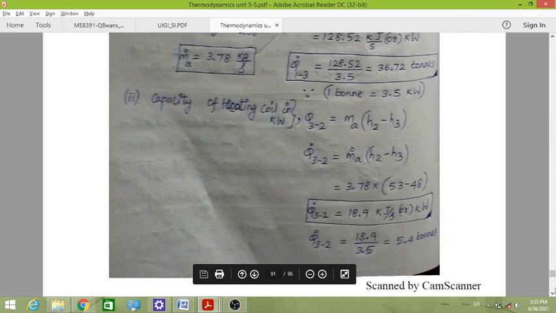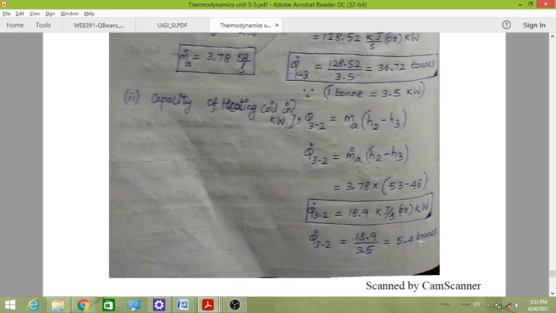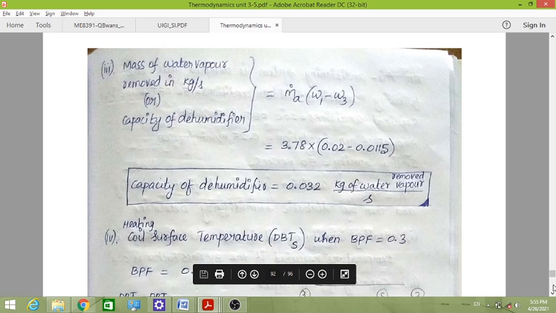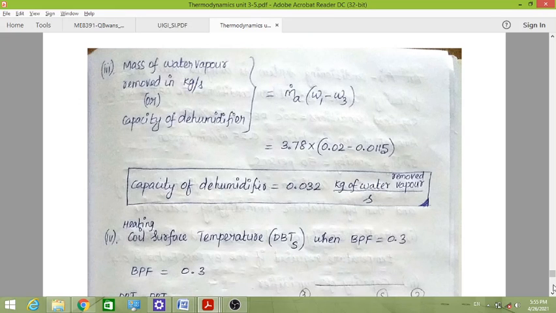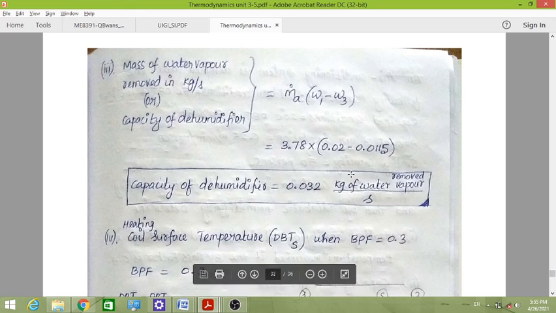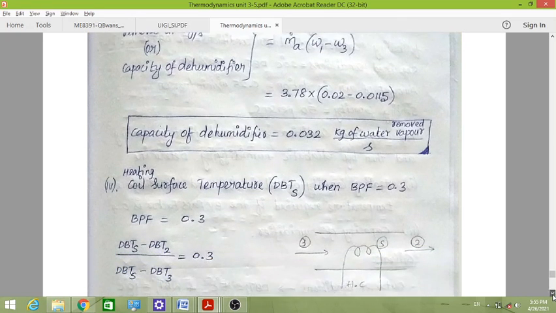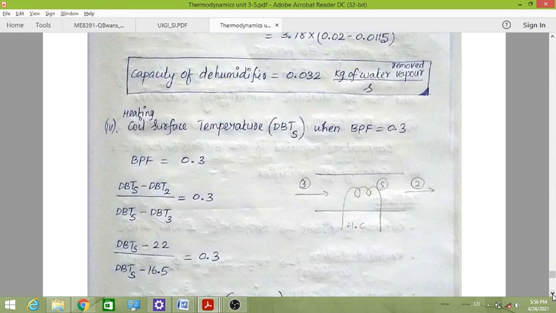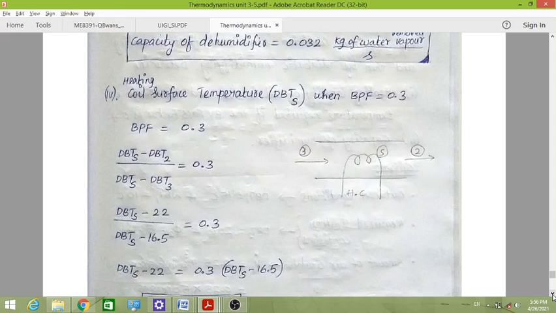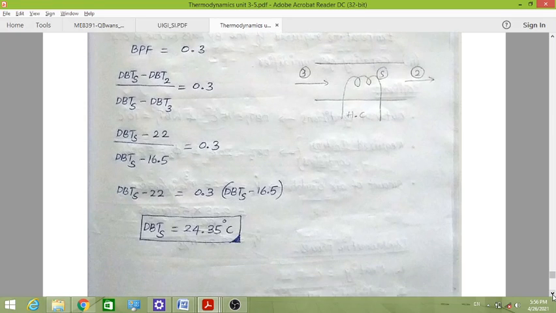In the same manner, the capacity of the heating coil is m_a into (H2 minus H3). Apply it, and we get the value as 5.4 tons. Then the mass of water vapor removed, or capacity of dehumidifier, is m_a dot into (W1 minus W3). Every value is available, substitute, and you get 0.032. Then the heating coil surface temperature: using the bypass factor formula, as the bypass factor is available, (DBTs minus DBT2) by (DBTs minus DBT3) equals 0.3. Substitute DBT2 and DBT3 that are given, then DBTs can be found as 24.35 degrees Celsius.